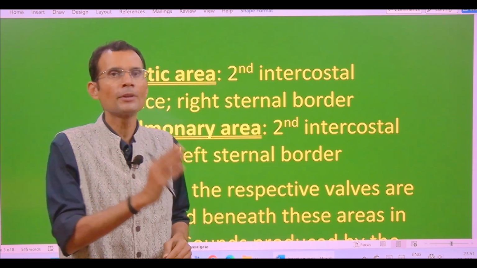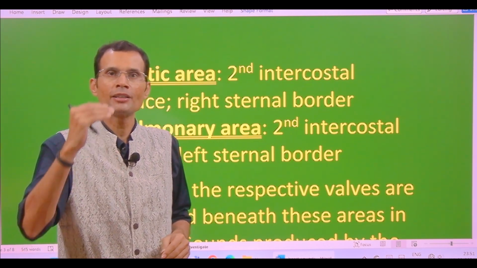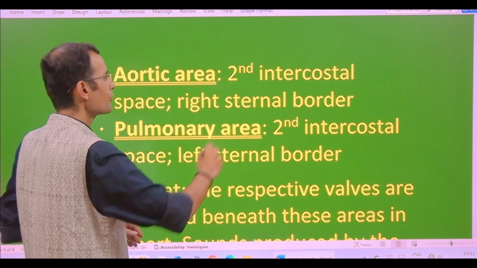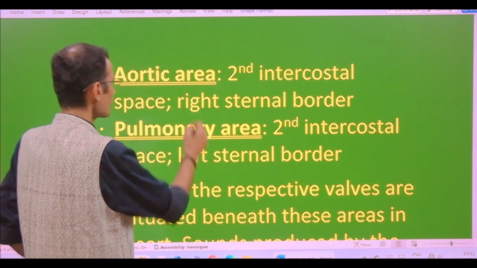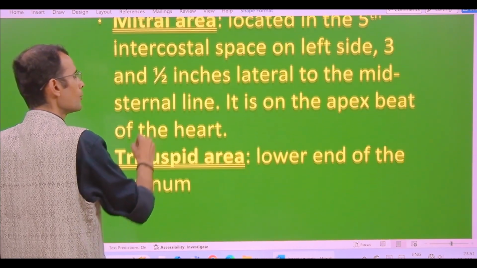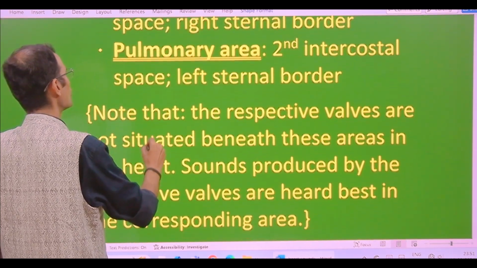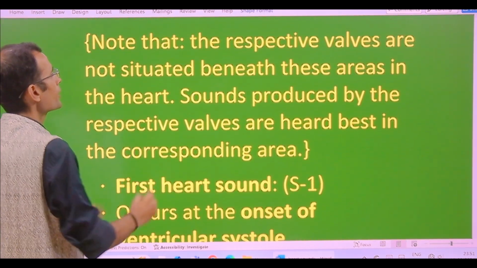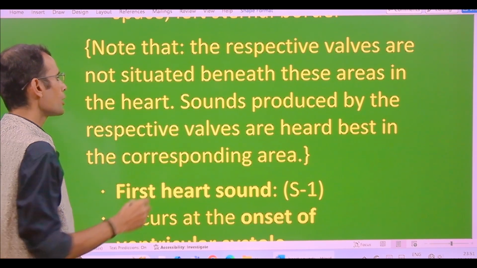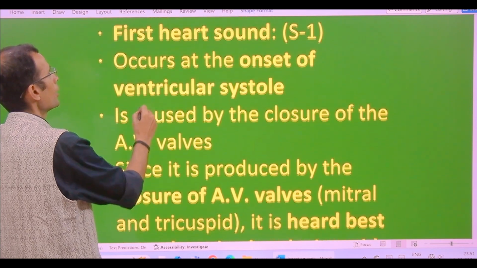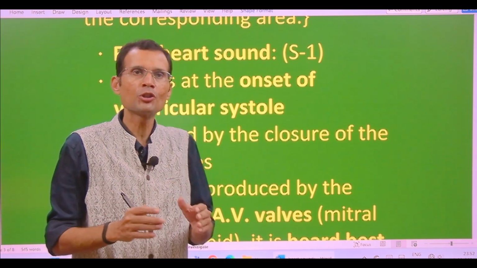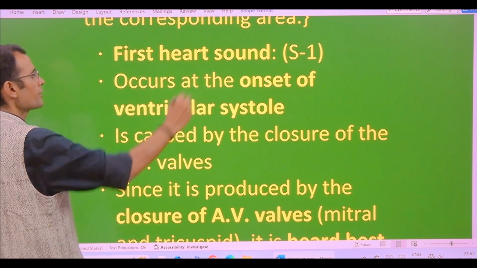So aortic and pulmonary areas are located in the second intercostal space, right and left sternal borders respectively. These are the areas where you will auscultate for the heart sounds. So we have said this already, sounds produced by the respective valves are heard best in those corresponding areas. Let's talk about the sounds, individual sounds. First heart sound.